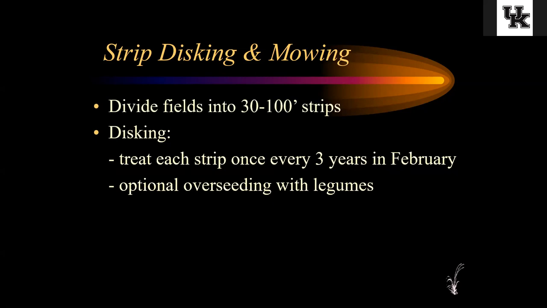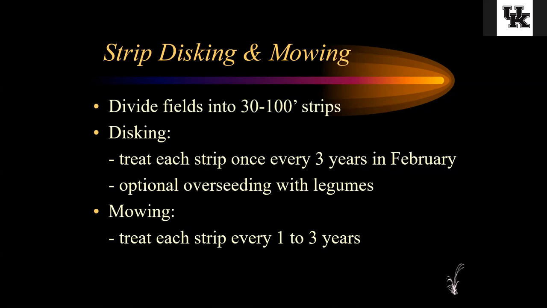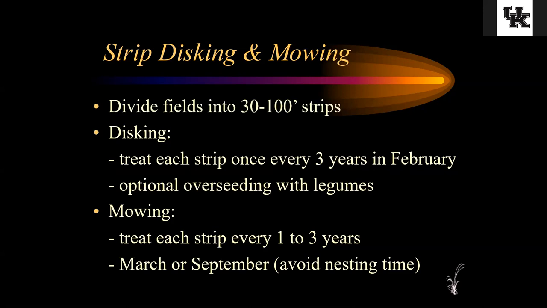The strip mowing is basically a management tool, and again, these are rotationally treated strips. So you basically treat one strip, you leave two untreated, treat another one, and then you rotate those each year. And again, during the dormant season. And as I mentioned, you treat each strip every 1 to 3 years. The goal of the strip mowing is to really keep trees at bay, because trees are always wanting to come back on open field sites. That's just what they do. And so to maintain a certain type of habitat, we need to keep those in check. And that's what the strip mowing will accomplish. March or September, and avoid the nesting times.